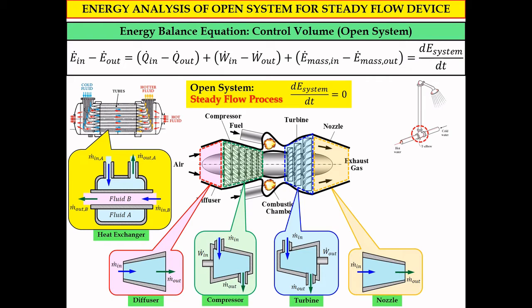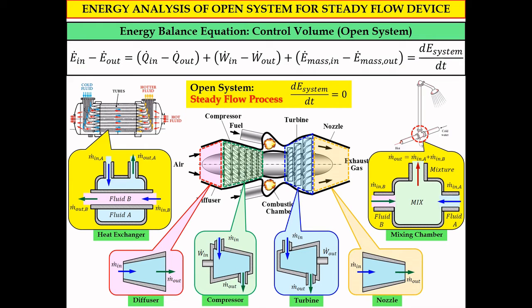Another device that normally uses the steady flow process is the mixing chamber. If you look at the difference between a mixing chamber and a heat exchanger, in the mixing chamber the different types of fluid will mix in the main body of the mixing chamber. For example, here the mixing chamber consists of 2 inlets and 1 outlet, where fluid A is mixed with fluid B.